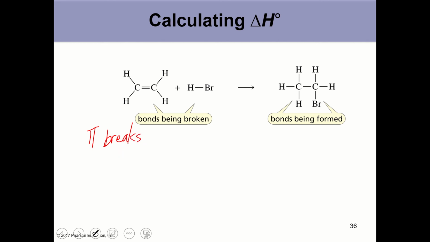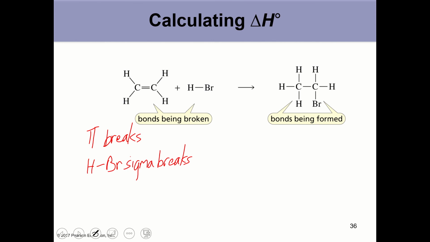Notice that in the product, there is no bond between bromine and hydrogen. The H to Br sigma bond breaks. Those are my bonds broken. What bonds are formed?